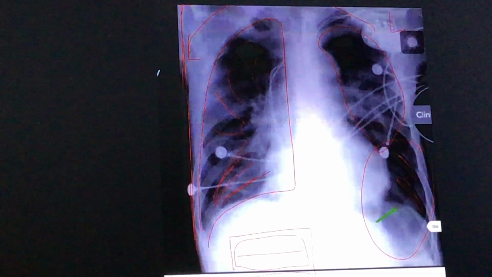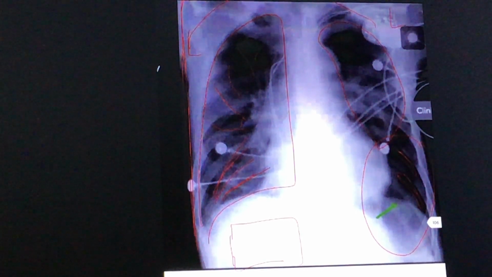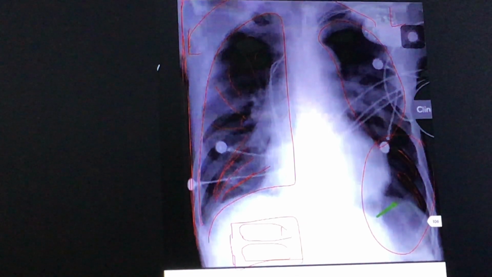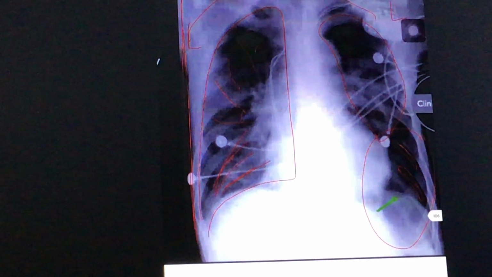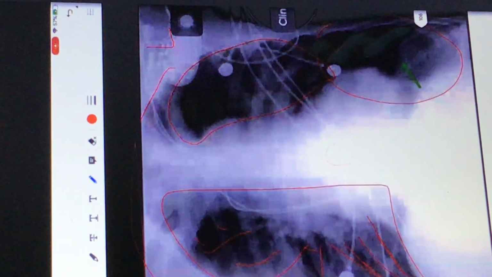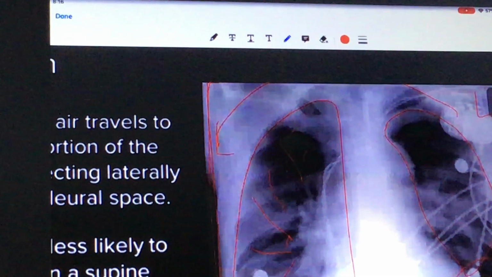So this is the lungs. This is the right lung, left lung. Due to gravity, air will travel to the uppermost. But I place it in the upright position. So if you move your device sideways, you can see that the air travels to the most upper part of the lungs.